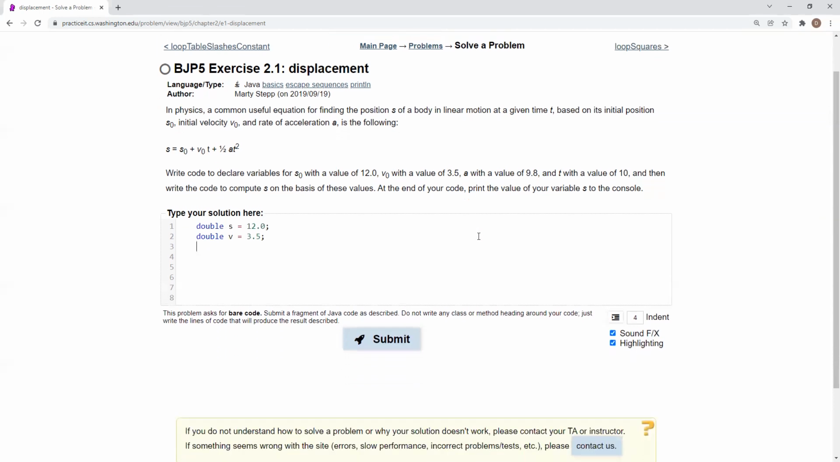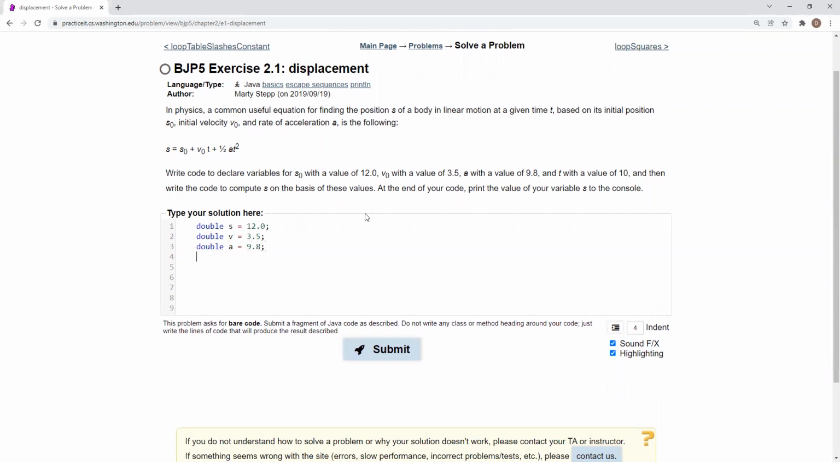A with the value of 9.8. So the acceleration, which is also a double, is 9.8. And t, we could either count it as a double or an integer because there is no decimal and it really won't matter. But for the sake of the fact that there is no decimal, we'll just label it as an int. So int t equals 10.